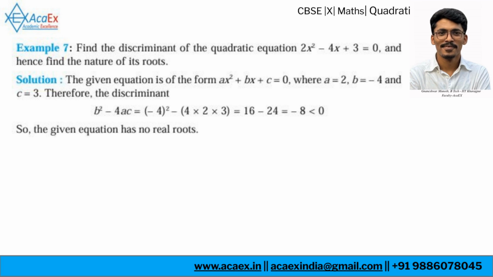Example 7. Finding the discriminant. Problem: find the discriminant of the equation 2x squared minus 4x plus 3 equals 0 and find the nature of its roots. Solution: in this equation, a equals 2, b equals negative 4, and c equals 3. The discriminant is b squared minus 4ac, which is negative 4 squared minus 4 times 2 times 3, equaling 16 minus 24, which is negative 8. Since the discriminant is less than 0, the equation has no real roots.